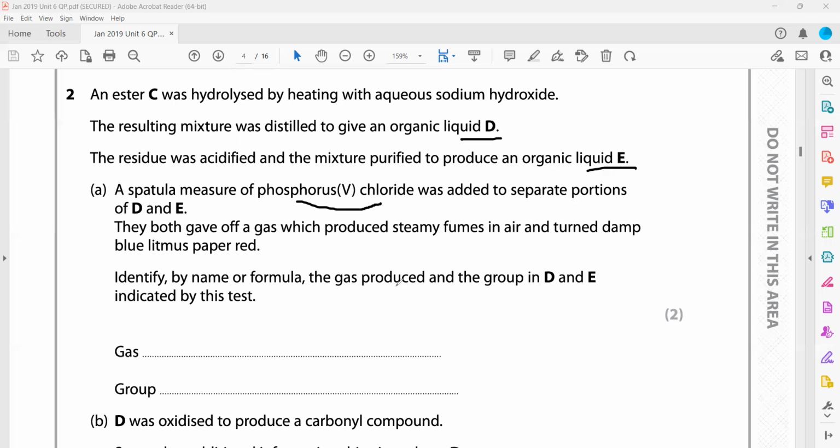Identify by name or formula the gas produced and the group which is present. So the gas which is produced is hydrogen chloride, HCl, and the group which is present in the molecule is OH. Because this is actually a test to check the presence of OH.